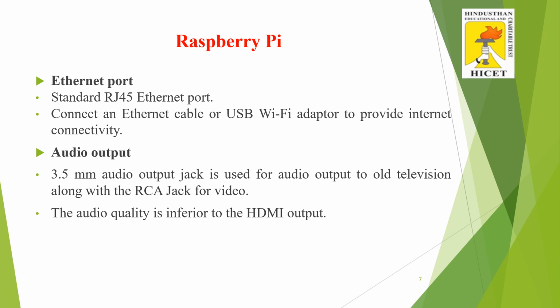The next one, audio output. The 3.5 mm audio output jack is used for audio output to old televisions, along with the RCA jack for video. The audio quality is inferior to the HDMI output.